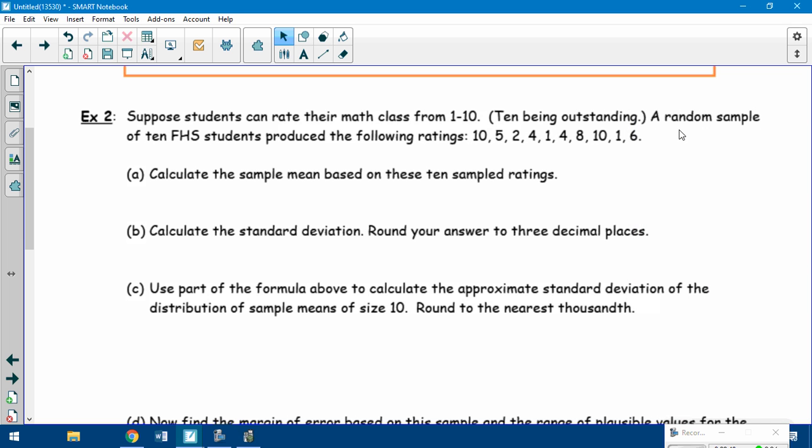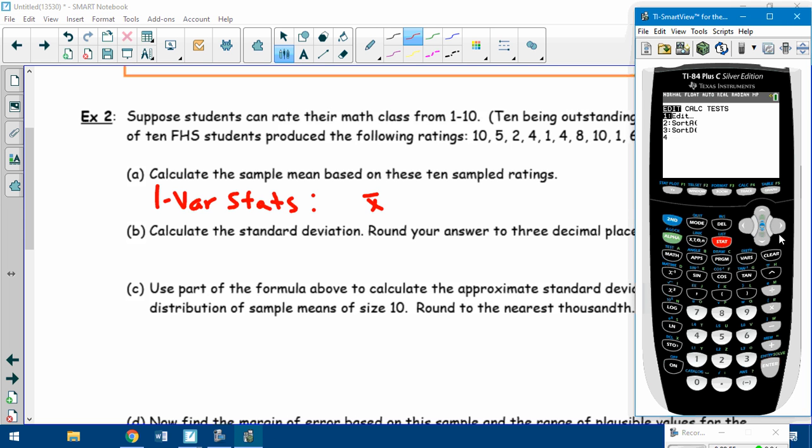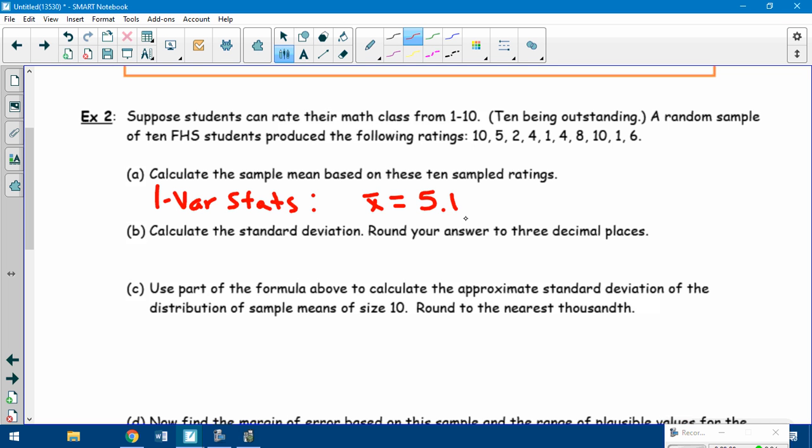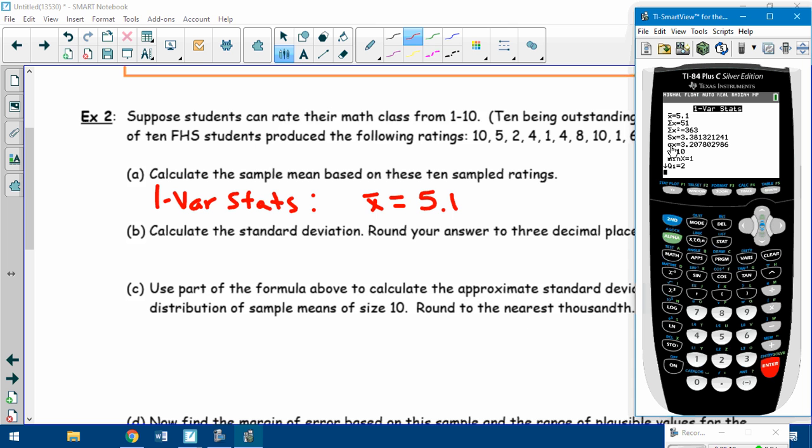Okay, so I want the sample mean based off of these 10 samples. So again, I could add these all up, divide by 10, or I could use one variable stats and look for x bar. And that's what I'm going to do. So stat, calc, one variable stats, and the mean comes out to be 5.1. Okay. Calculate the standard deviation to 3 decimal places. So that's also in one variable stats. It's right here. Standard deviation is 3.208.